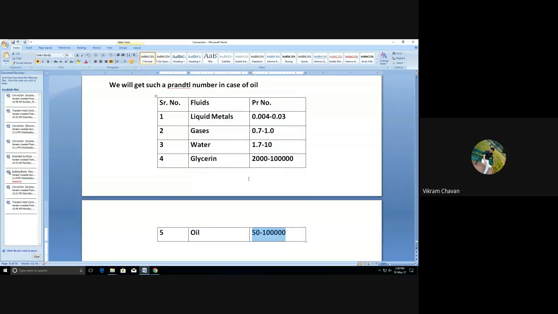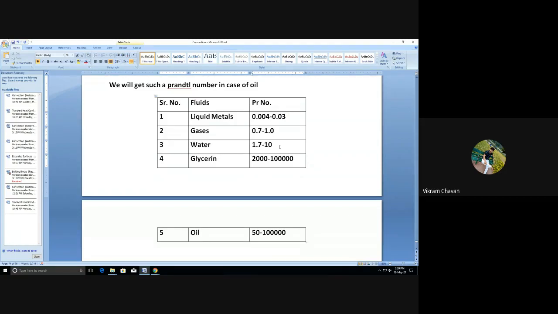Okay, so you can say that for the liquid metals, we get the thermal boundary layer somewhat away from the velocity boundary layer. So the thermal boundary layer thickness is more than the velocity boundary layer thickness, so we get a lesser Prandtl number. In gases, we get the Prandtl number nearly equal to 1, so that the velocity boundary layer thickness and the thermal boundary layer thickness have the same value in gases.